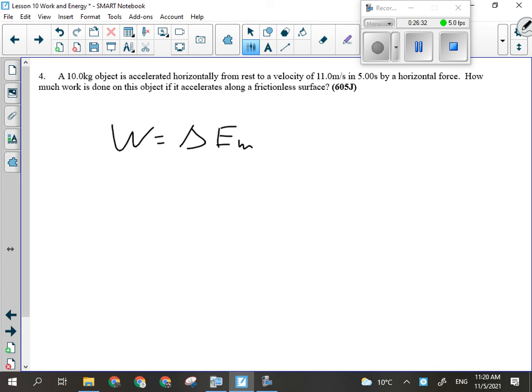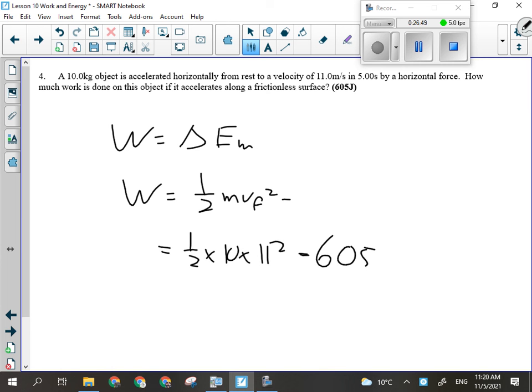So really all I have is that the work is the final kinetic energy minus the initial kinetic energy, which is 0. All I have to do is go 1/2 times 10 times 11 squared, and I get my 605 joules. The longer way to do that is to calculate the acceleration, then multiply by the mass, and then multiply force times distance. I don't know why anyone would do it that way. That's 3 steps. This is 1 step. This is faster. Way faster.